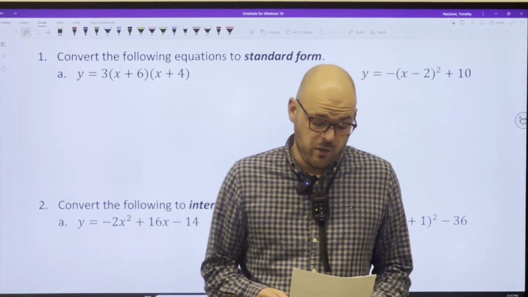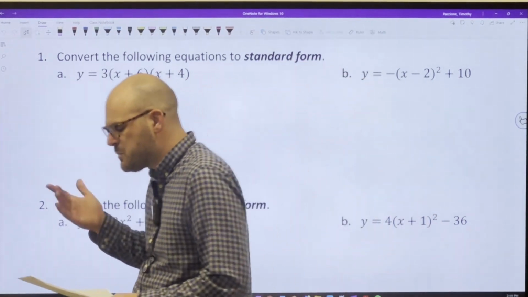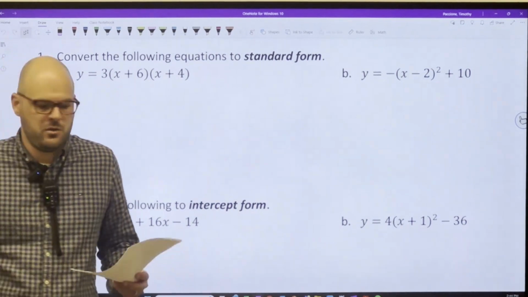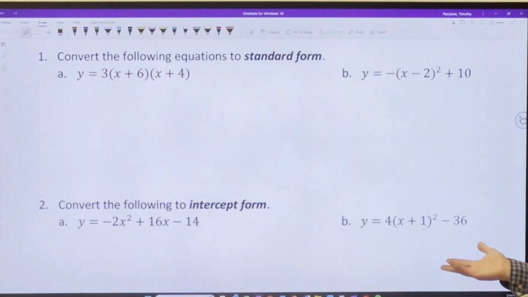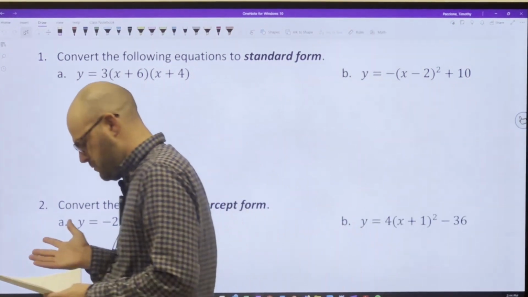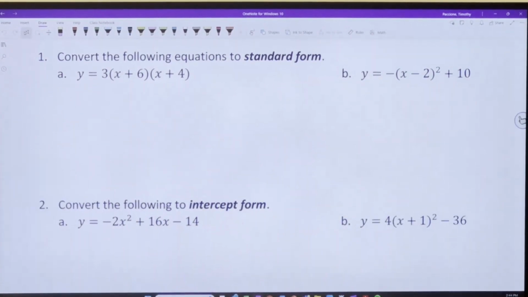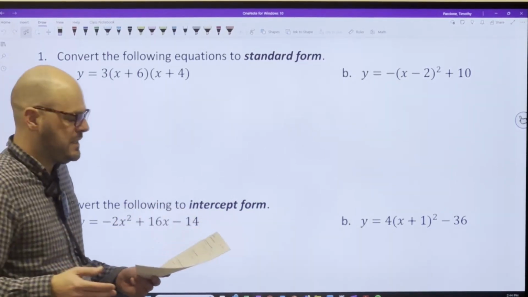All right? So on the front, it was a bunch of different situations. Standard to vertex, vertex to standard, standard to intercept, vertex to, well, intercept to vertex. So that was a hard one, right? So which ones do we want to see on the front?